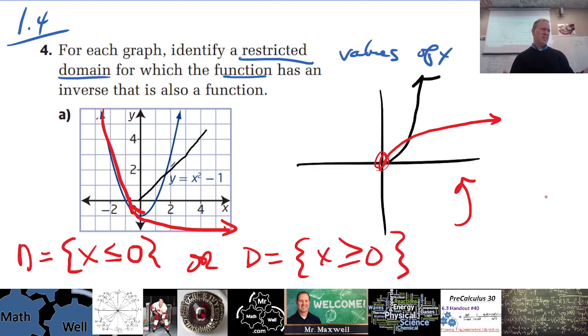Does that make sense? Does that help? Anybody else have any questions about that? It might be as clear as mud, but we're trying to get to the situation where we have just half a function for the inverse.